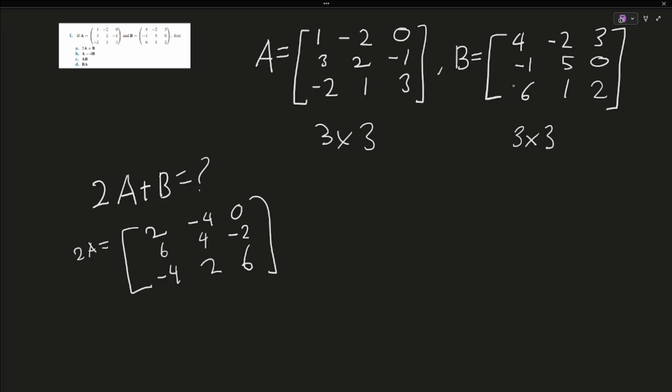And we just want to add that with B, which was this matrix over here. So 2A plus B will be, we're going to write 2A first. 2A is this matrix we have on the left, so we're going to write that down.